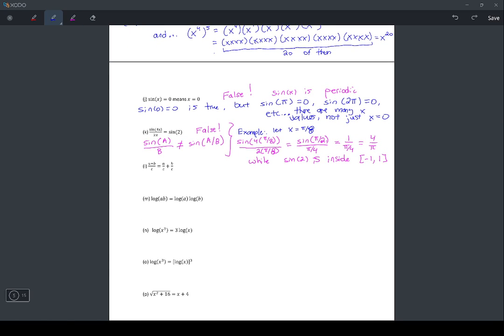Okay, and then question L, true or false? A plus B over C is equal to A over C plus B over C. This is true. The first true statement. And we can think about this in terms of going backwards. A over C plus B over C, they already have a common denominator. So we just add the numerators together, A plus B over C. Since already common denominator. Just making the statement backwards.